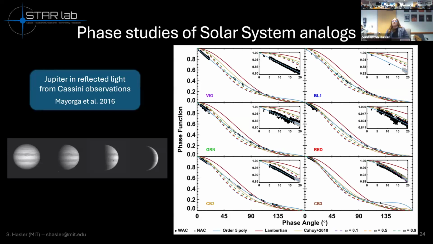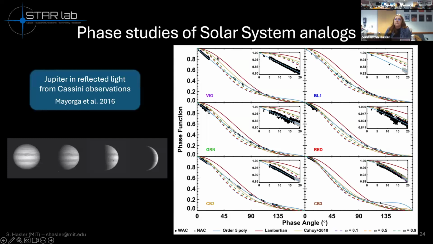Laura Mayorga is someone who spent a lot of time thinking about this. Here we're going to look at an example plot from her 2016 paper, where she essentially reanalyzed some observations of Jupiter from Cassini. In this plot, the black points are the Cassini data points, and we have some model phase curve fits. What Laura found is that Jupiter was significantly darker than a Lambertian phase curve at partial phase angles, and it was also not well fit by Jupiter-like exoplanet phase curves.